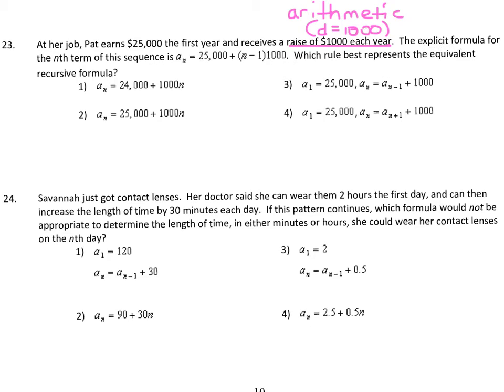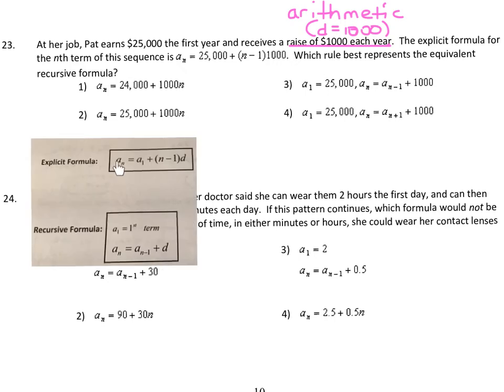The explicit formula for the nth term of the sequence is, okay, so we could see this follows the format of the explicit formula for an arithmetic sequence. Okay, so for arithmetic, here's a sub n. This would represent the first term, which she makes in her first year, and then we have the n minus 1, and the 1,000 would represent the common difference. So which rule best represents the equivalent recursive formula?